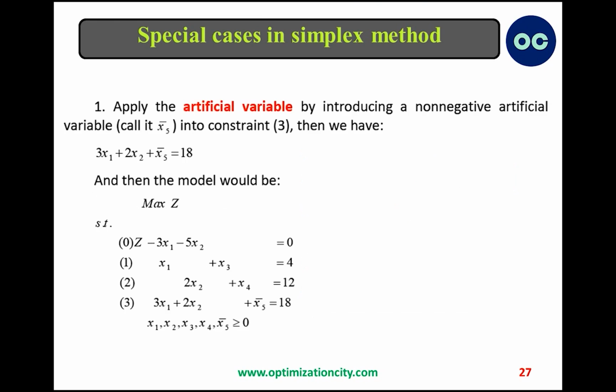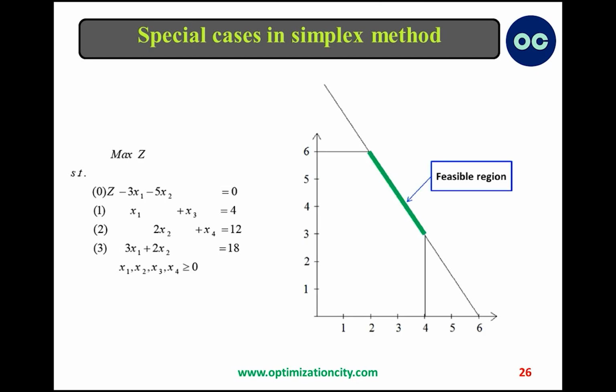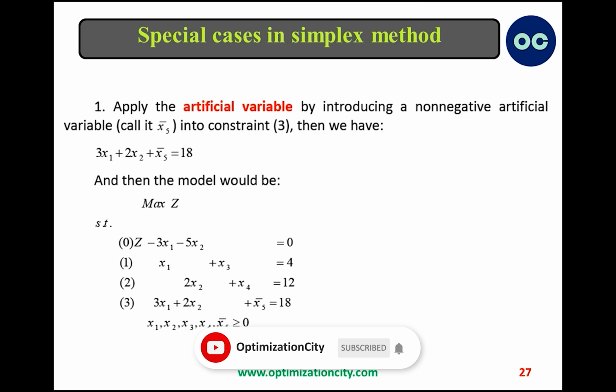Unfortunately, this model does not have an obvious initial basic feasible solution because there is no slack variable to use as an initial basic variable for constraint 3 here. So you can see that you don't have any slack variable to pick as the basic solution. So you need to find an initial basic solution to begin the simplex method.